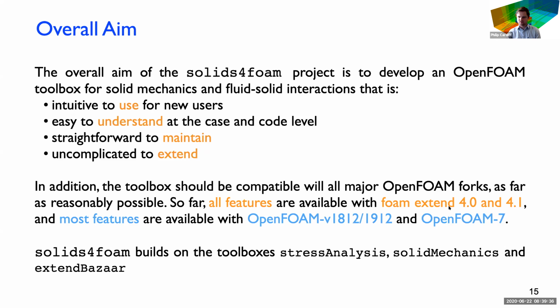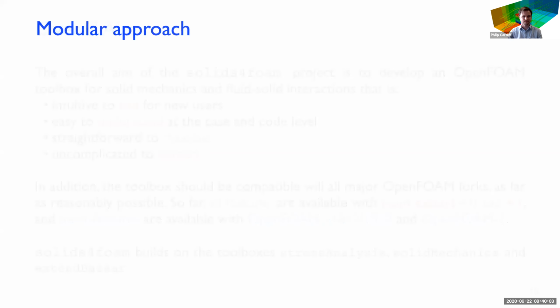So far, all the features are available in 4.0 and 4.1 Foam Extend, and most features are available in the OpenFOAM versions. Because some things aren't exactly like for like between the versions, sometimes you can find a replacement and sometimes you can't. So for example, there's the block coupled framework in Foam Extend. Currently it doesn't exist in these official OpenFOAMs, but you can figure out smart ways to port them. So everything can be ported if it needs to be.